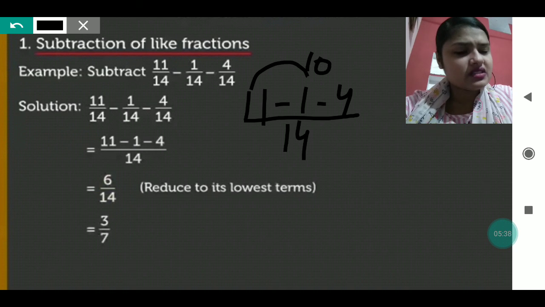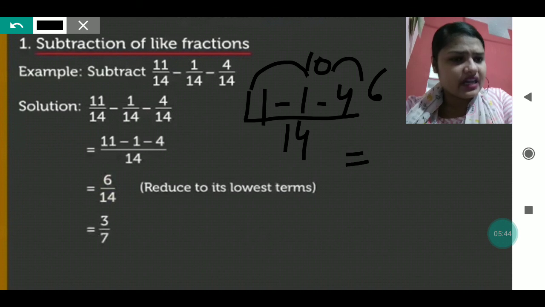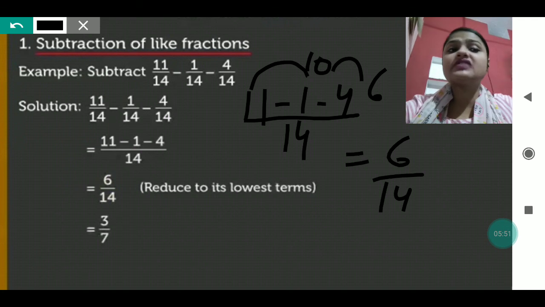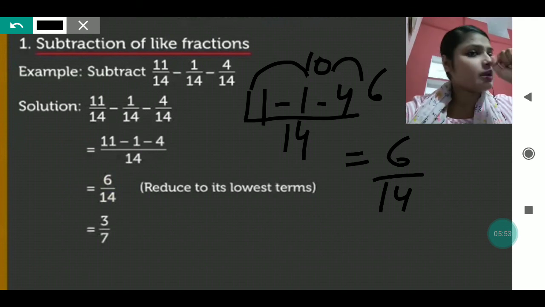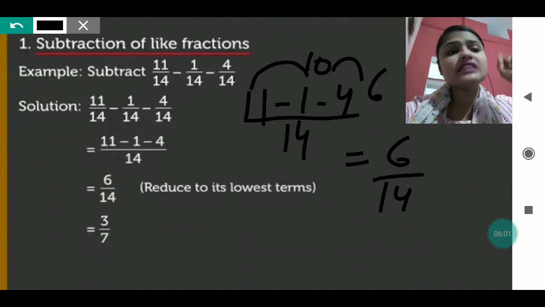Now 10 minus 4, when you are doing, then you are getting 6. So what will be the number you will get? You will get the fraction as 6 by 14. Now this fraction also you can reduce to its lowest term if it is not in lowest. How can we find out the number is not in its lowest term? If we are having more than one common factor of both the numbers, the denominator and the numerator, then it is not in its lowest term.